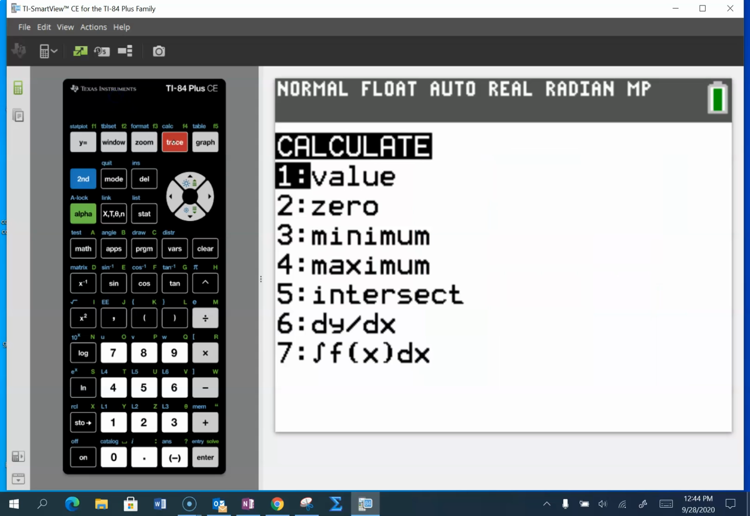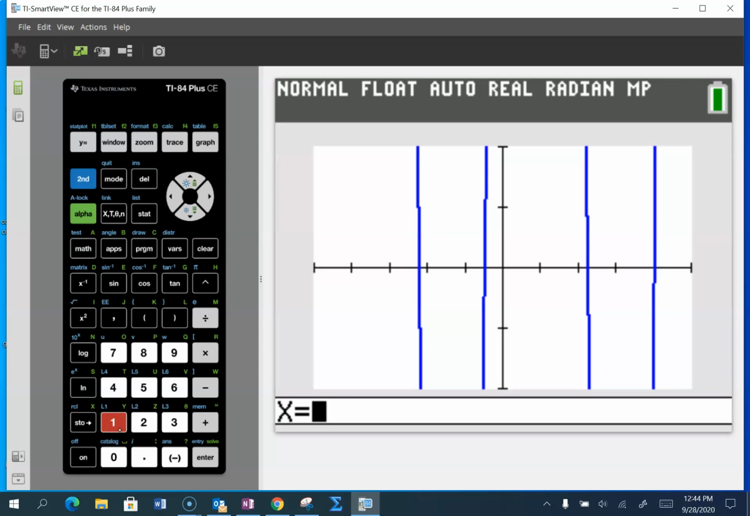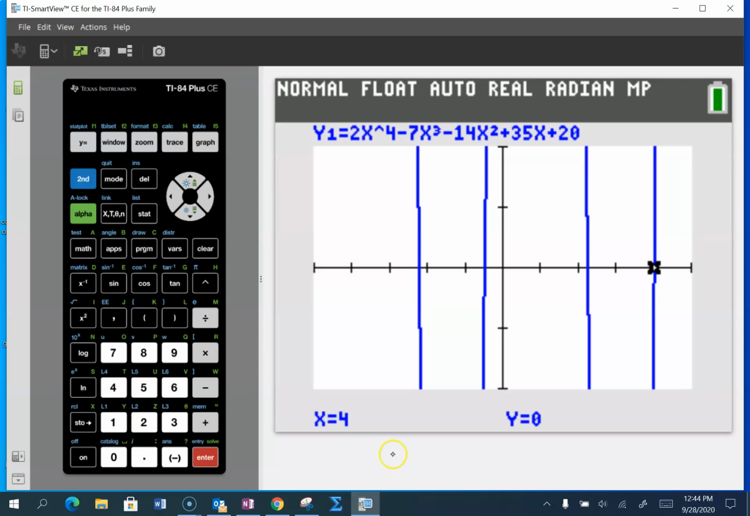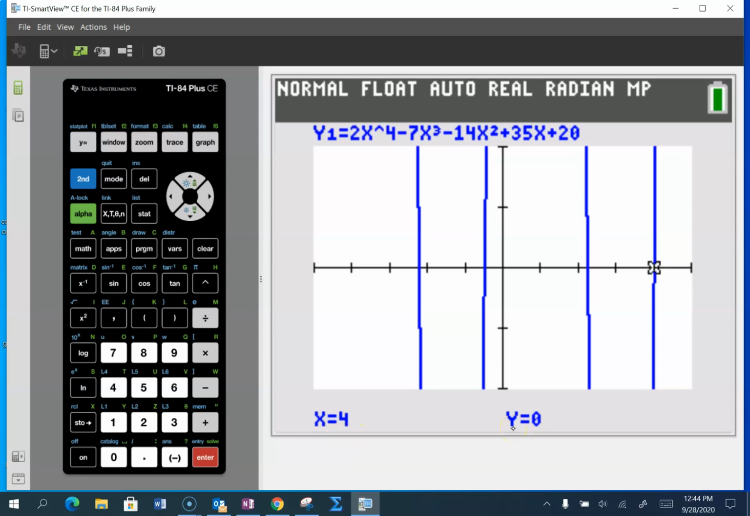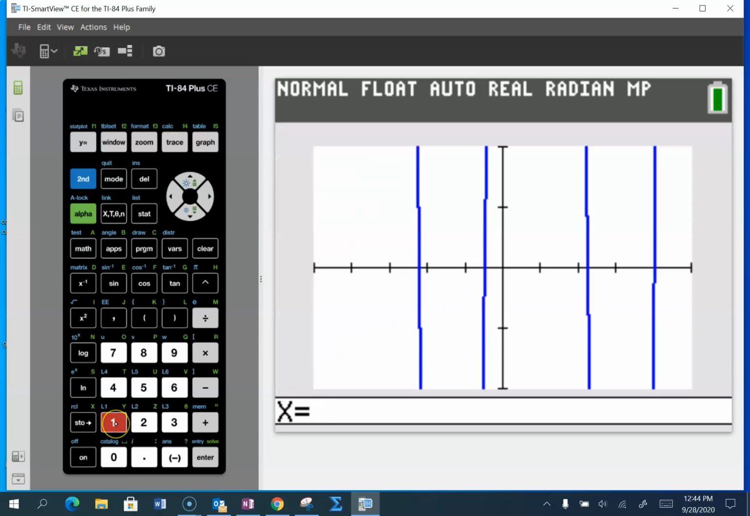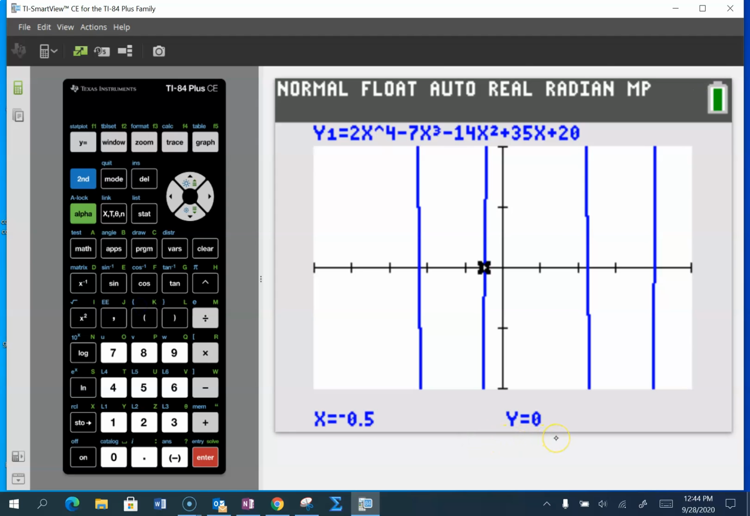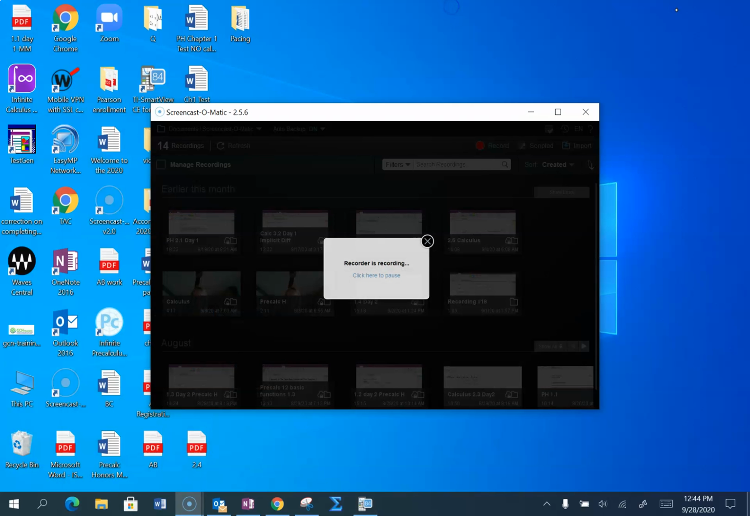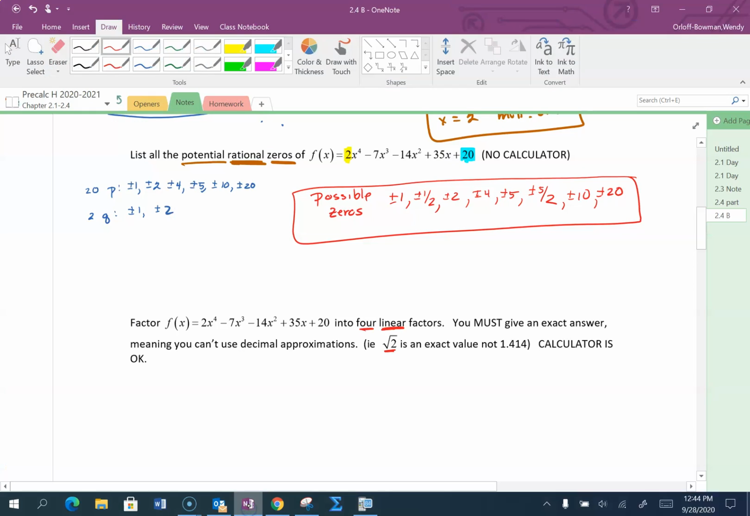I am going to confirm that one of my rational zeros, which I found already, is 4. You could see 4, 0. And another one that I found that was rational, the other two are irrational, is -0.5, and I'm going to just confirm that with you. And so those are the values that I will use right here.